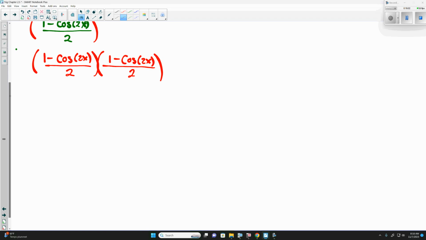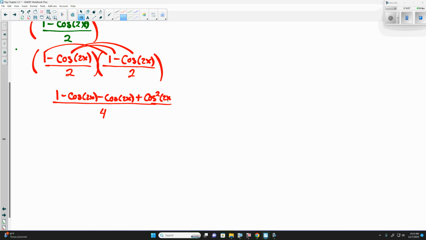Over 2. Now, whenever we multiply two fractions, we multiply straight across. So the denominator, 2 times 2 is 4. The numerator, our 1 times 1 is 1. 1 times negative cosine of 2x is negative cosine of 2x. Negative cosine of 2x times 1 is again negative cosine of 2x. And lastly, negative cosine of 2x times negative cosine of 2x. Negative negative makes it plus. We have cosine squared of 2x.